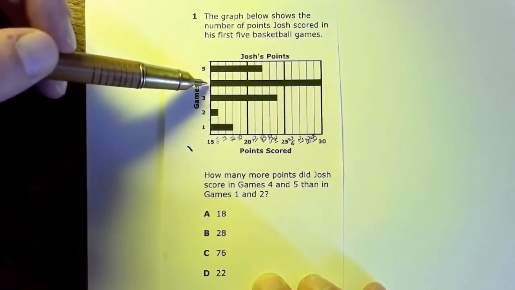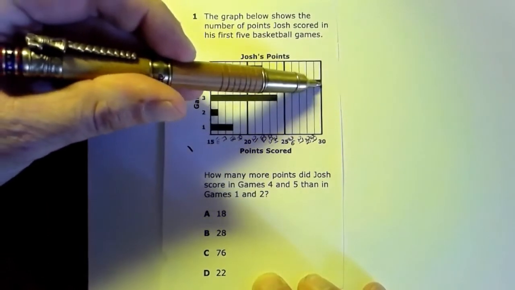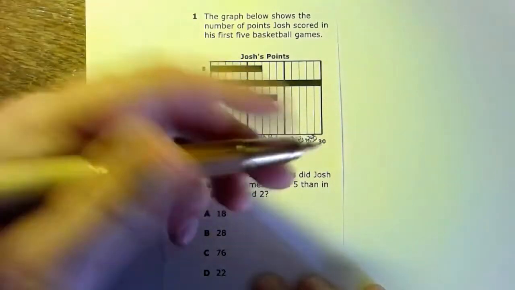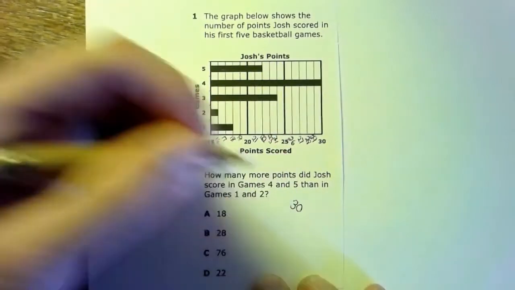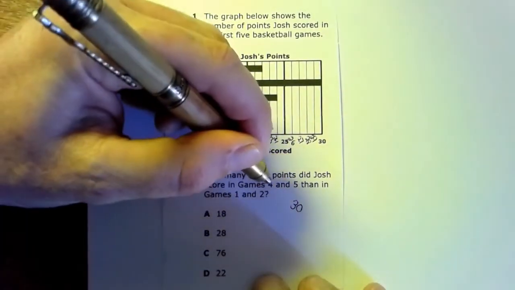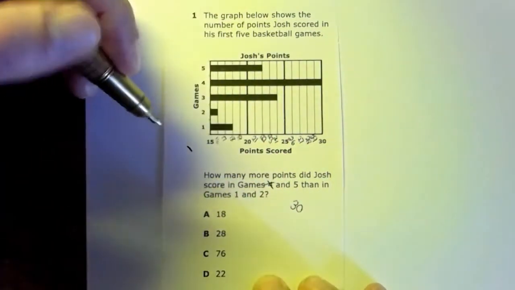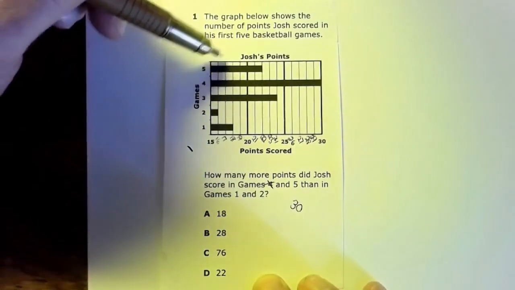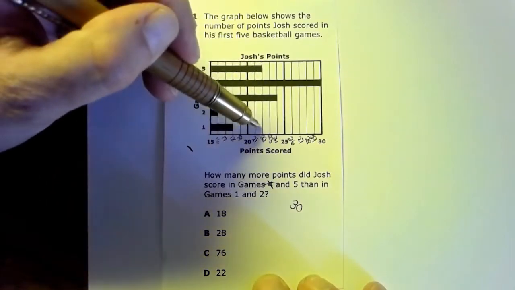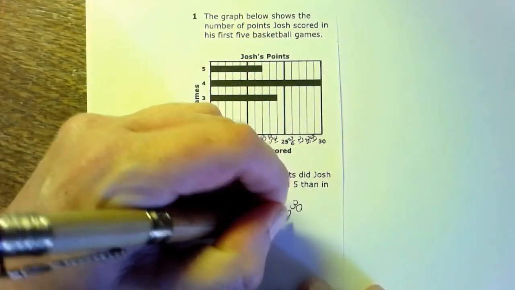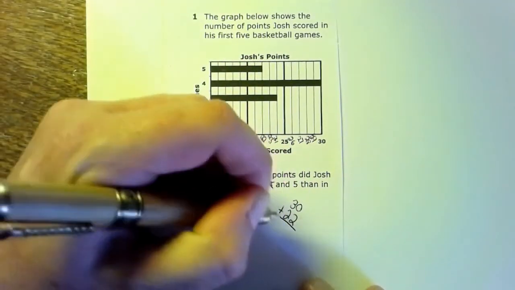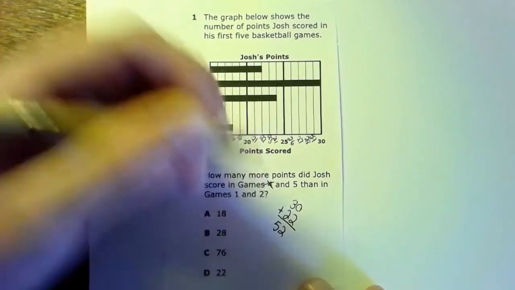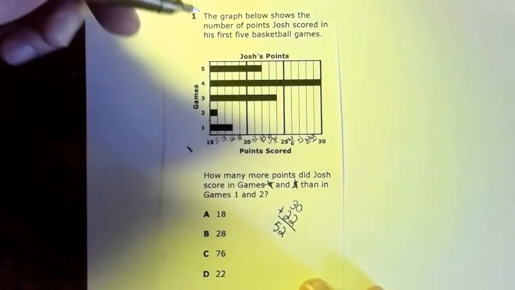So game 4, I follow the graph down. He scored 30 points in game 4. Then I'll cross off game 4 so I know that I've already done that. For game 5, I will start at 15 because that's the minimum points he scored, and then I will go over and come down, and that's 22. 30 plus 22 is 52. So game 4 and 5 are done.